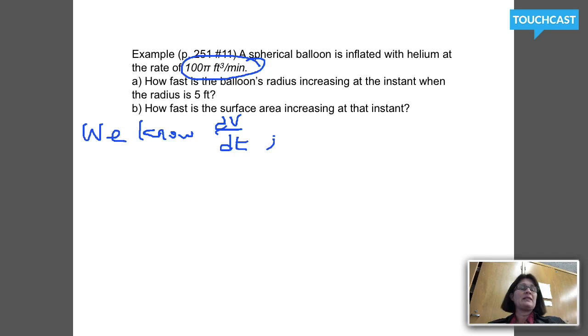I suggested you make a list of the things that you're looking for. We've been asked how fast is the radius increasing at some moment. So the thing we've been asked about is one specific value of dr/dt. That's the rate at which the radius is changing with respect to time. How fast is the radius changing with respect to time? All right, so that was step 1.